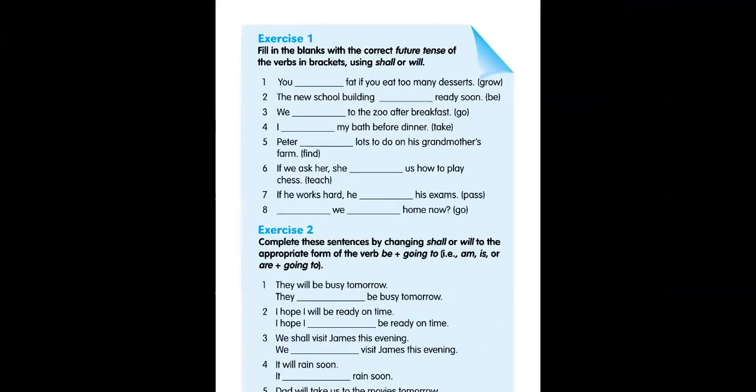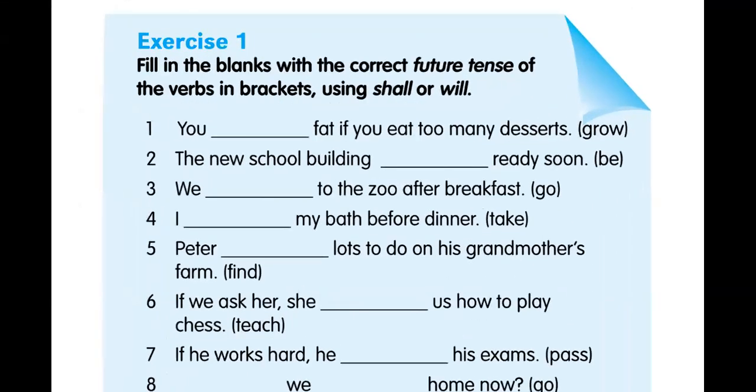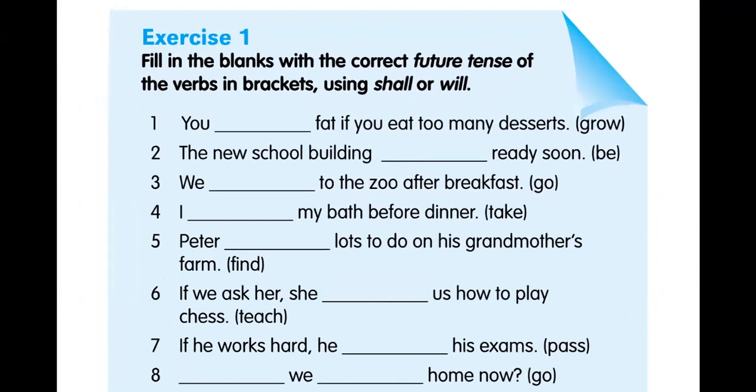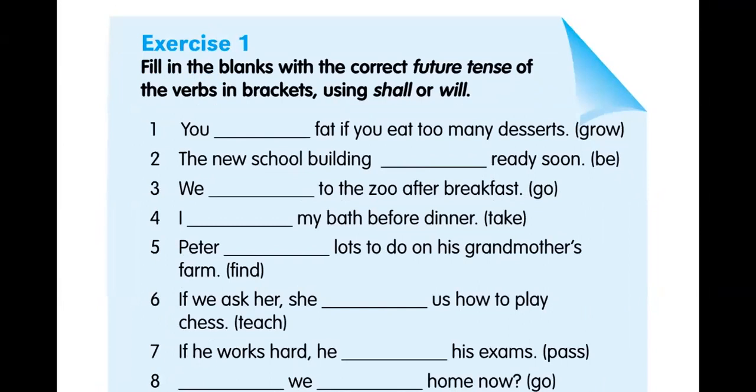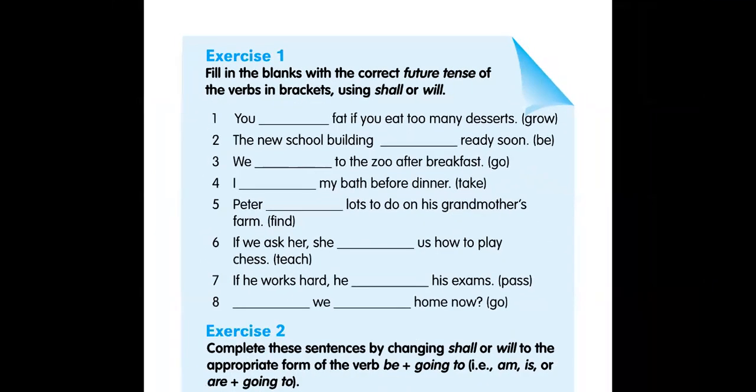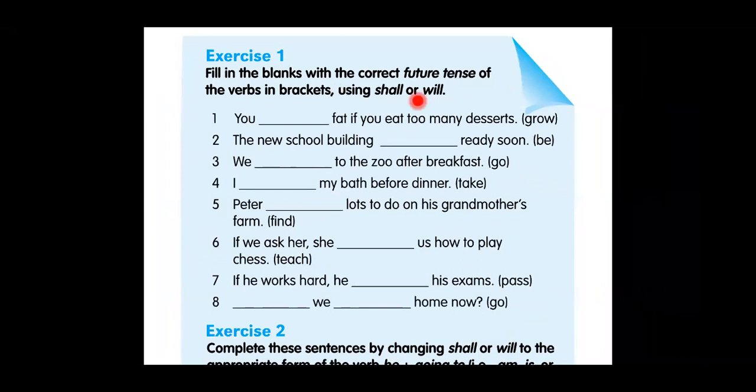Now let's go to exercise number 1, and then we'll stop here. Since time is there, five minutes are left, we can complete exercises 1 and 2. Let's begin. Fill in the blanks with the correct future tense of the verbs in brackets using shall or will. So let's get started.